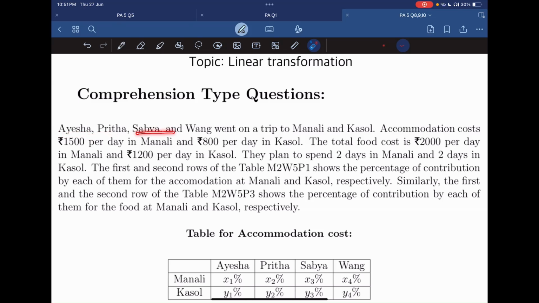Aisha, Rita, Sabya and Vine went on a trip to Manali and Kasol. Accommodation cost 1500 rupees per day in Manali and 800 rupees per day in Kasol. The total food cost is 2000 rupees per day in Manali and 1200 rupees per day in Kasol. They plan to spend 2 days in Manali and 2 days in Kasol.